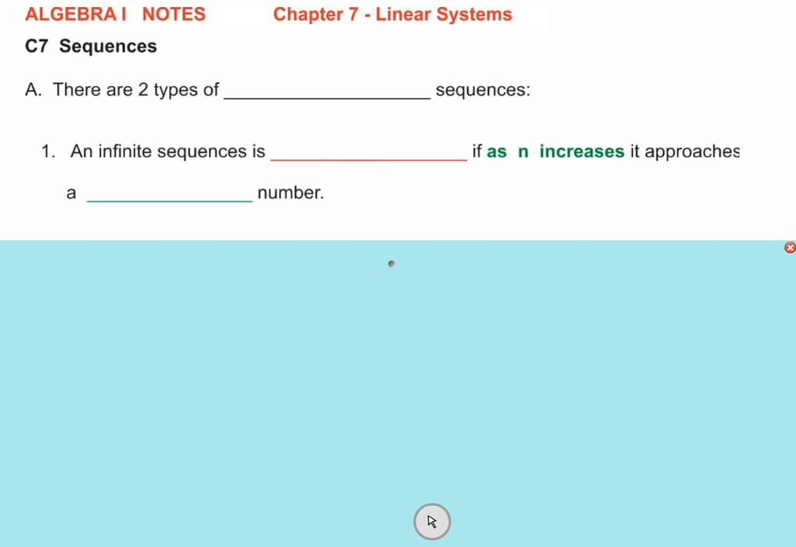All right, so this is Chapter 7, Sequences. And so there are two types of infinite sequences.